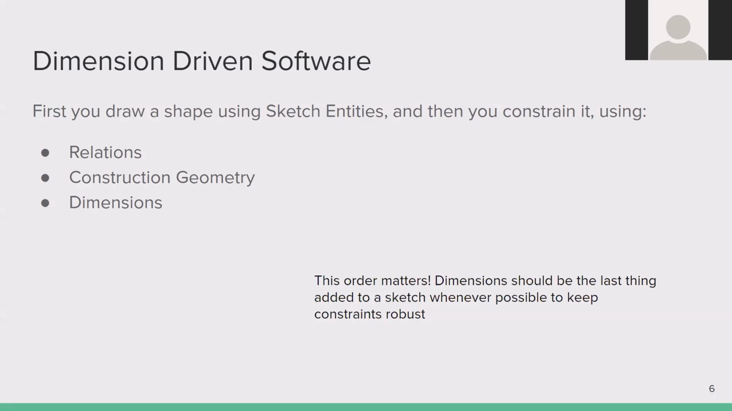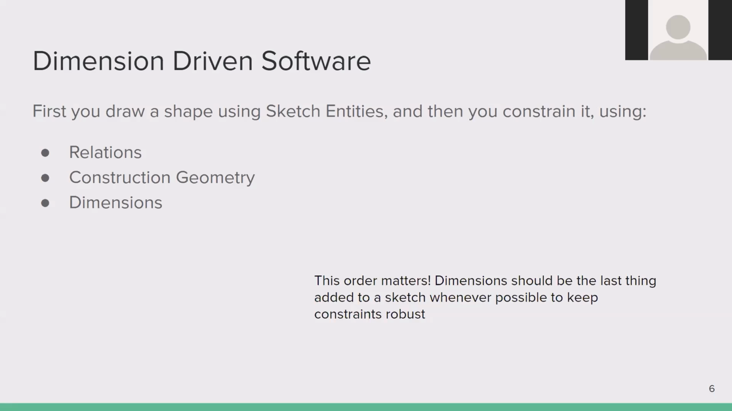Something that's really nice about SolidWorks and a lot of these other software is that you can first draw in your shape and then constrain it later using relations, construction geometry, and dimensions. So we're going to be talking about how to do sketches and use these three things to define them fully and keep them robust. I've got a note down the bottom here that says that these are in a particular order. What that means is we want you to apply them in this order when you're going through sketches. You start with relations, move to construction geometry, and then you use dimensions last.